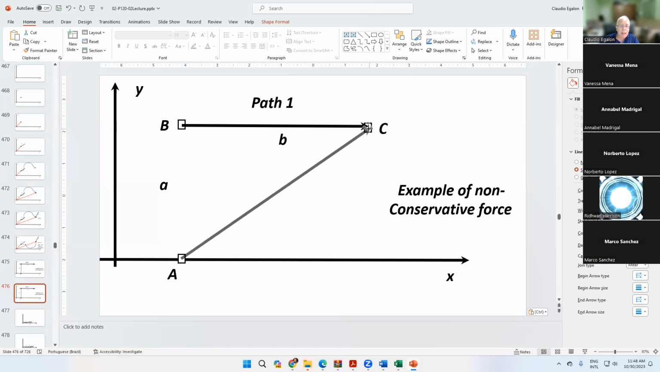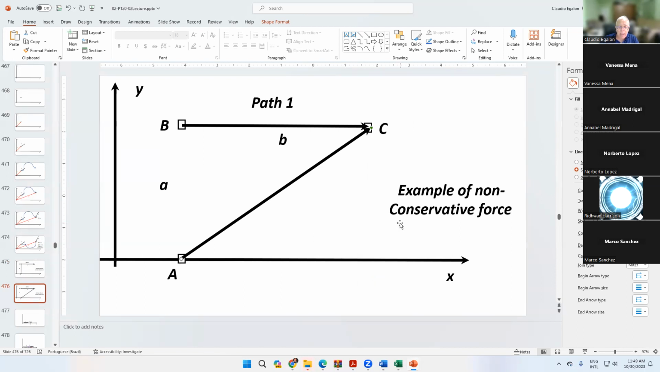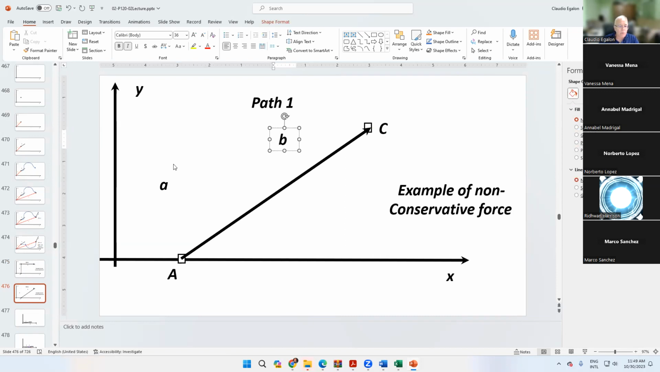Same object, but now it's moving from A to C through a different pass. Okay, through a different pass. A straightforward pass. And you already know that this distance is A and this distance is B, right?